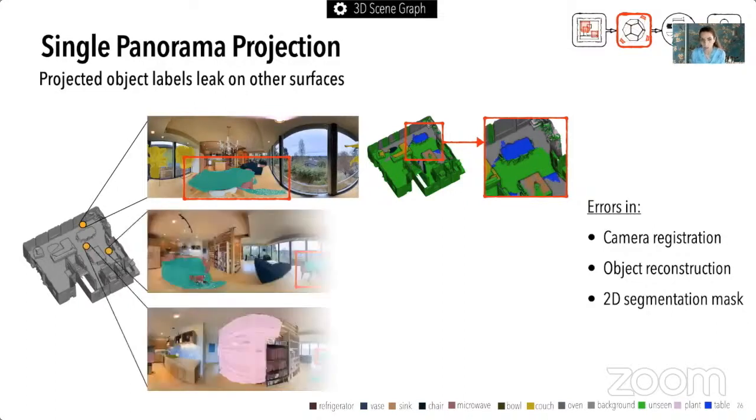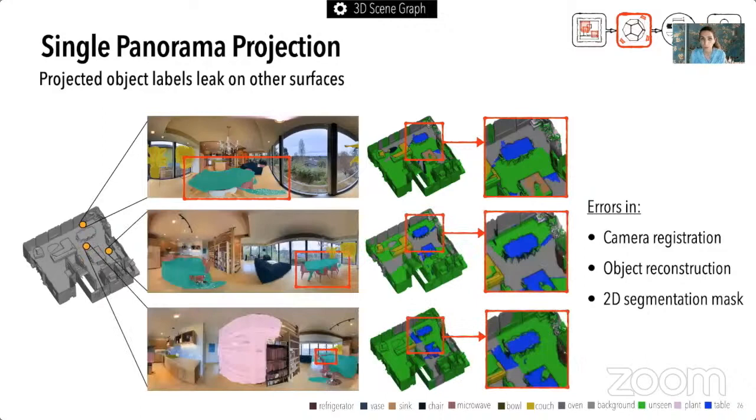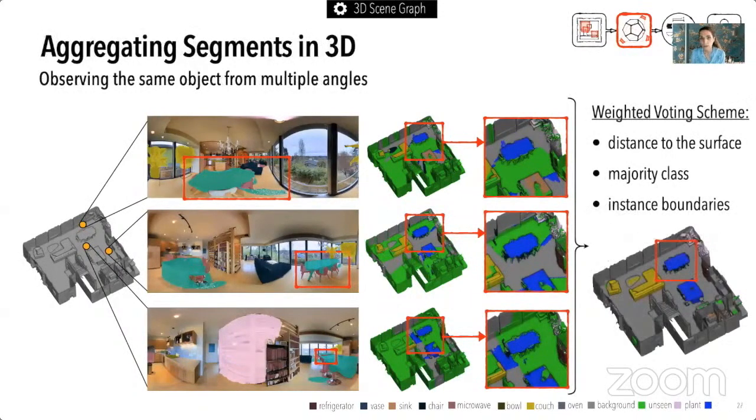However, we are observing the same exact object from different viewpoints within the same building. Although each one of them on its own has the same problems, if we aggregate the information in a similar way as before with a weighted voting scheme, we're able to get the result that you see on the right side of your screen, where the table is not leaking onto any other surface around it.